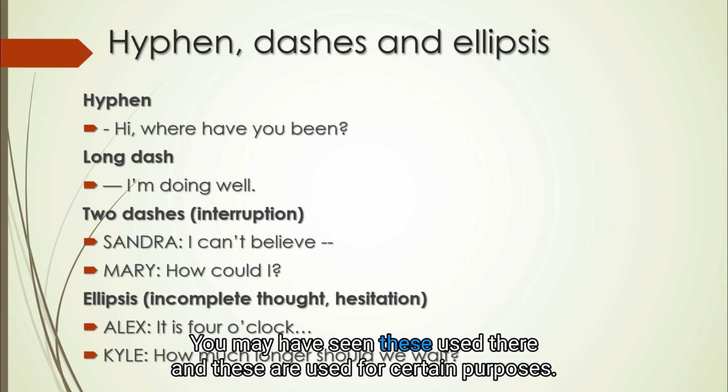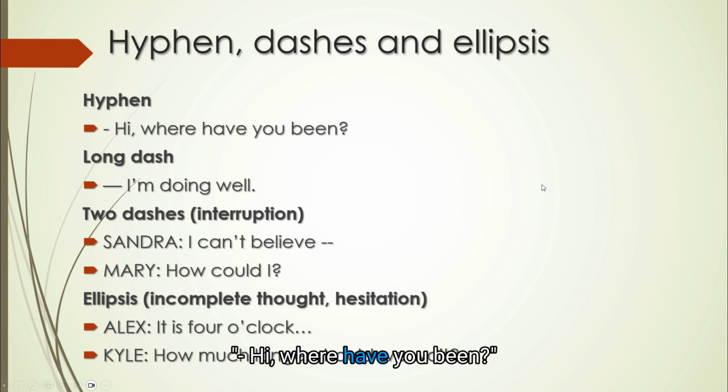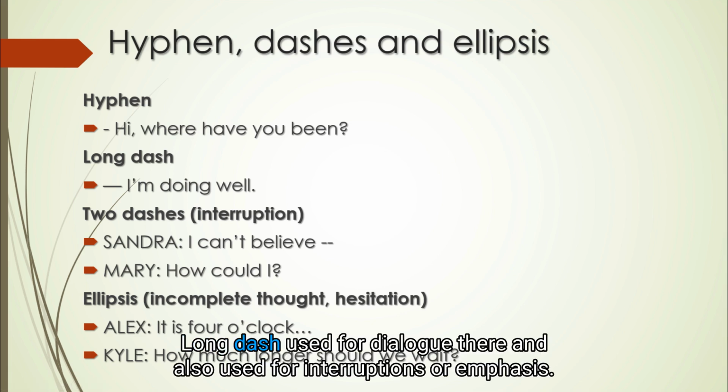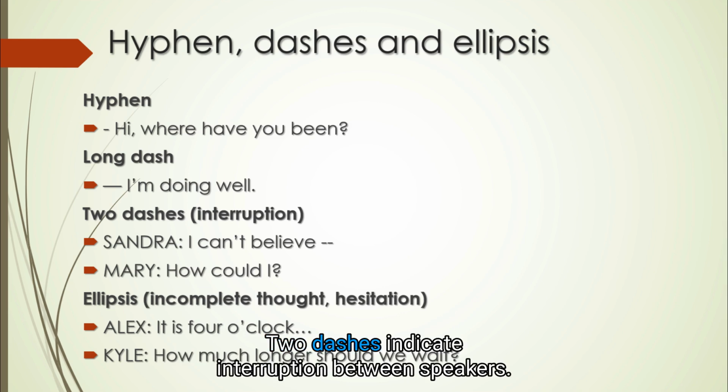You may have seen these used, and these are used for certain purposes. A hyphen is used for compound words or short phrases. Hi, where have you been? A long dash is used for dialogue, and also for interruptions or emphasis. I'm doing well, long dash, thanks for asking. Two dashes indicate interruption between speakers.